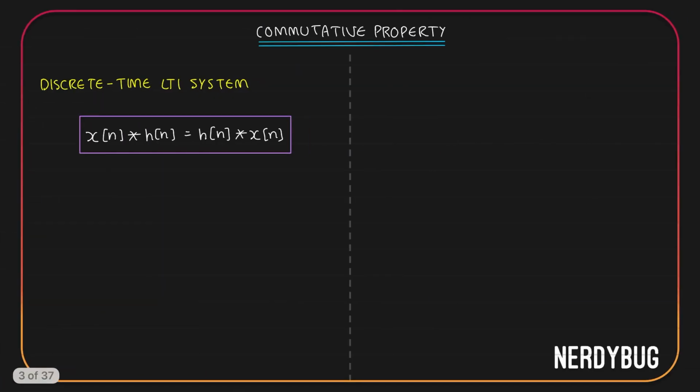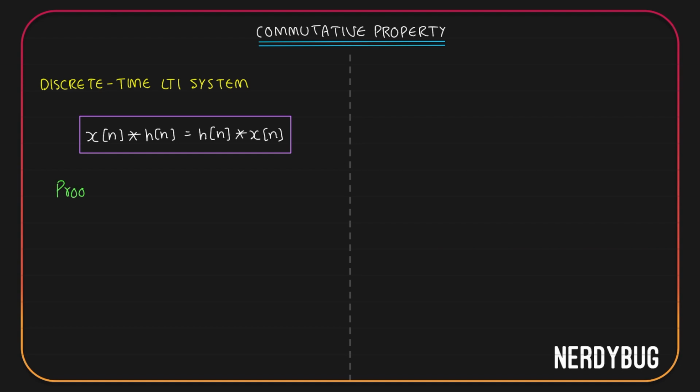Let us start with commutative property of discrete time LTI systems. It states that convolution of x of n and h of n is the same as convolution of h of n and x of n. The order in which you take them doesn't matter.